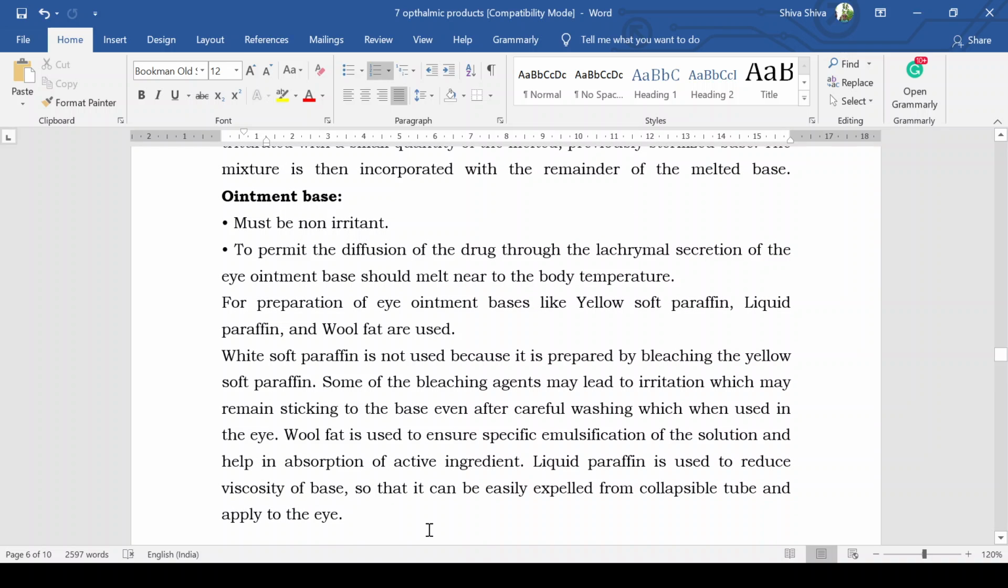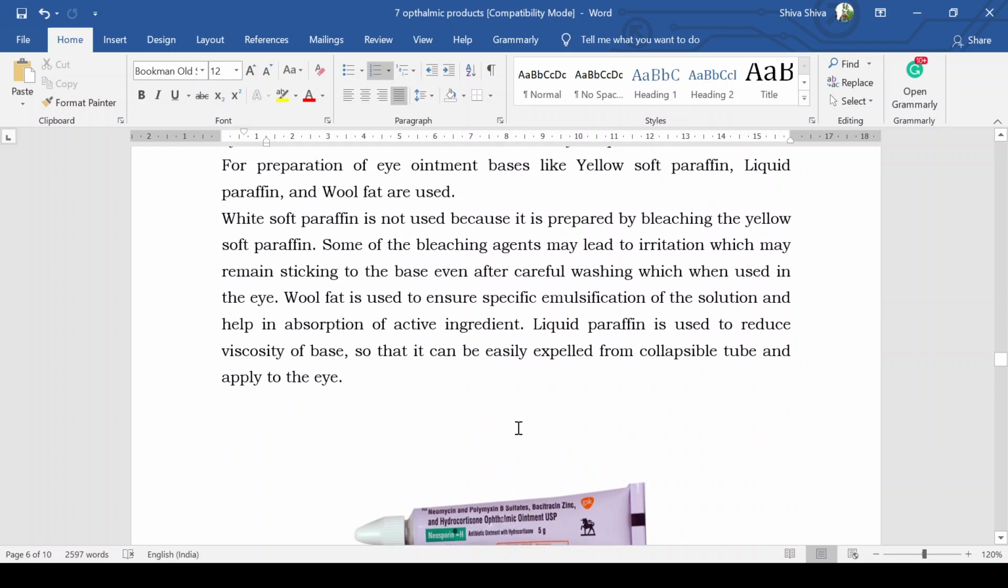Wool fat is used to ensure specific emulsification of the solution and help in absorption of the active ingredient. Liquid paraffin is used to reduce the viscosity of the base so that it can be easily expressed from the collapsible tube and applied to the eye. So again, a formulation consideration is that the formulation should be easily expelled out of the container. If the viscosity of the formulation is very high, then it might be difficult to expel the product from the container tubes. Hence, to adjust the viscosity, liquid paraffin is generally added.